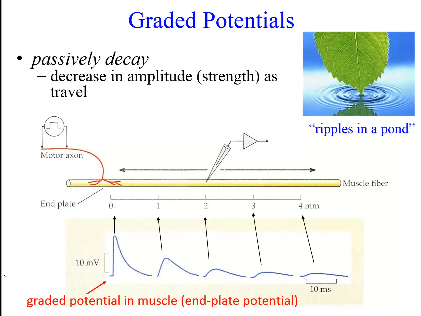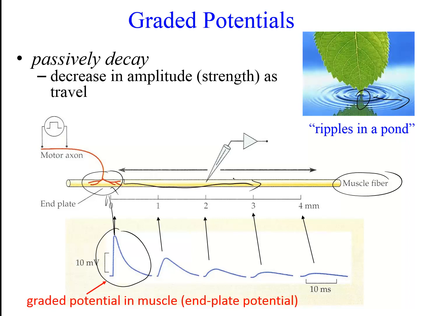This is similar to ripples spreading from a rock or a leaf dropped in a pond. The ripples are largest closest to the site of initiation, and they decrease with distance. Similarly, graded potentials are largest where they start and get smaller as they travel away from that location. This is shown here for a graded potential in a muscle fiber. At the synapse, the graded potential is largest. So here's our synapse, and here's the graded potential recorded right at the synapse. As the graded potential travels down the muscle fiber away from the synapse, we see that it becomes progressively smaller and smaller and smaller.